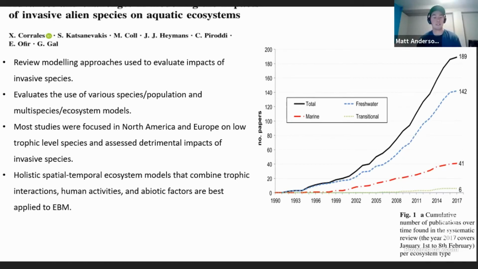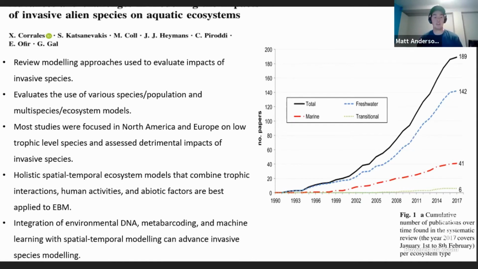In terms of ecosystem-based management, the authors recommend the use of spatial temporal ecosystem models that combine trophic interactions, human activities, and abiotic factors. This is hard enough to do without looking at invasive species, but when you combine invasive species, it's very important to have knowledge on the ecosystem before the invasion, after the invasion, and also during the invasion, in terms of understanding how the ecosystem is being affected by the introduction of that invasive species, the establishment and spread of that invasive species, both spatially and temporally.